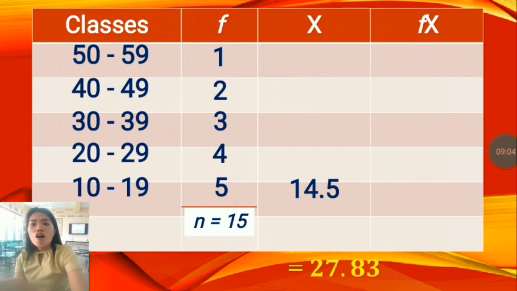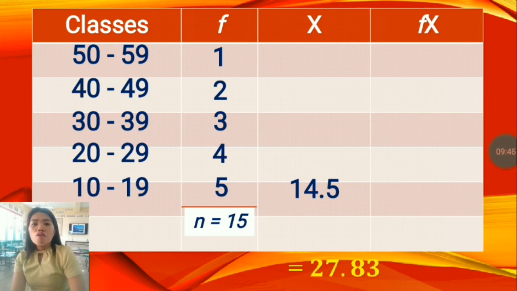So we have here how to get the class mark, or x. We are going to focus our attention on the first column first. Actually, we can start from the top, but here we're going to start from the bottom, 10 to 19. In that particular class interval, 10 to 19, we're going to add the upper class boundary and the lower class boundary, that is 10 plus 19, which gives us 29. Then 29 divided by 2 gives us 14.5.